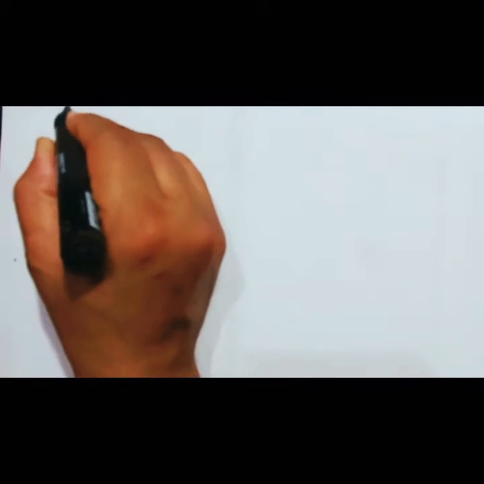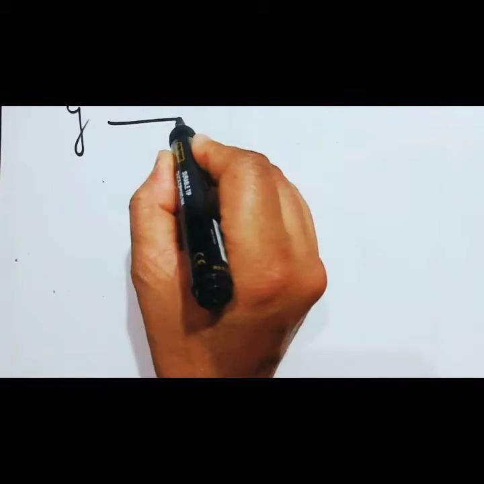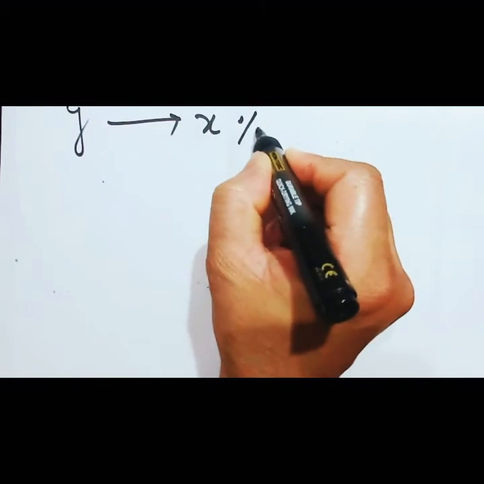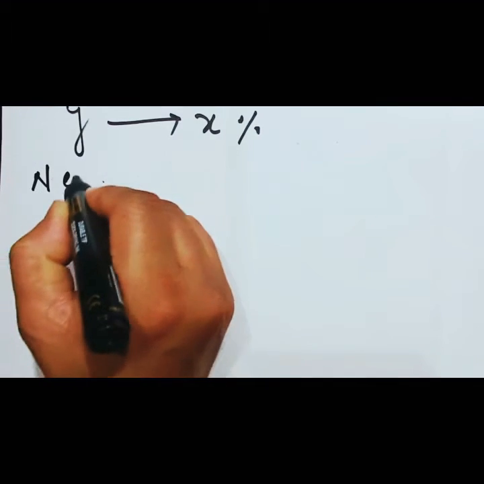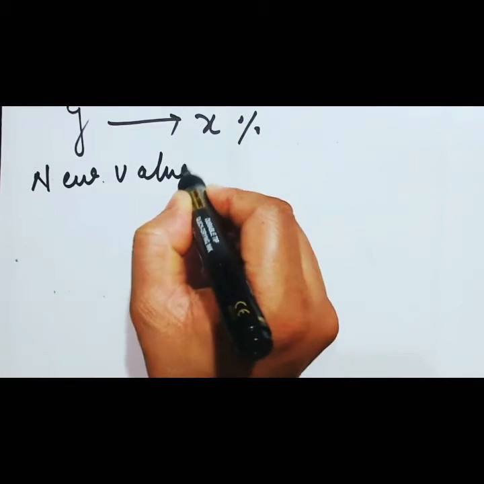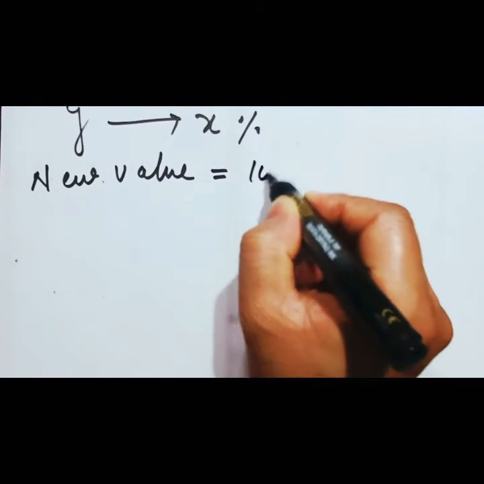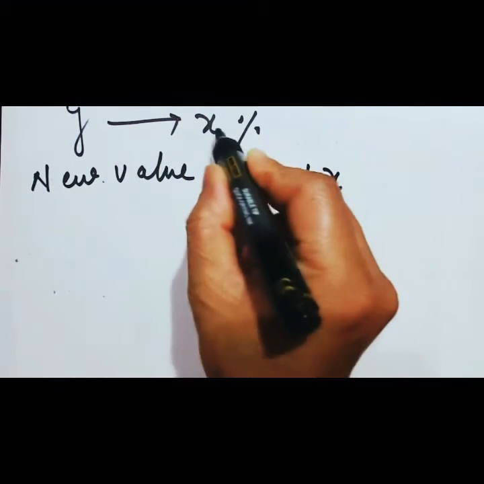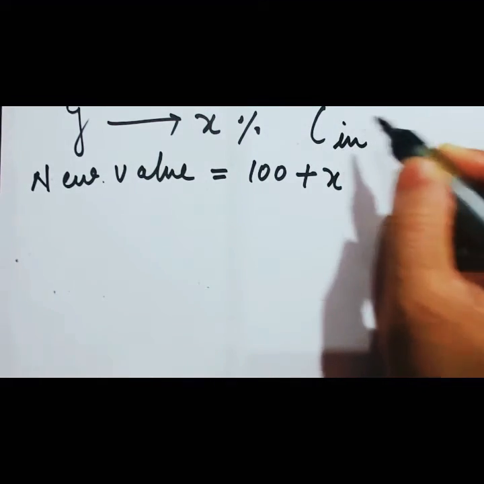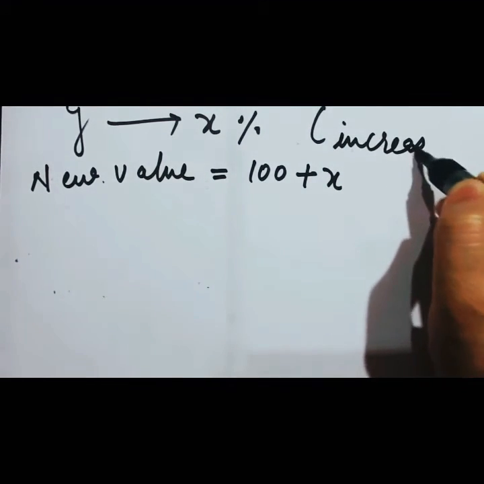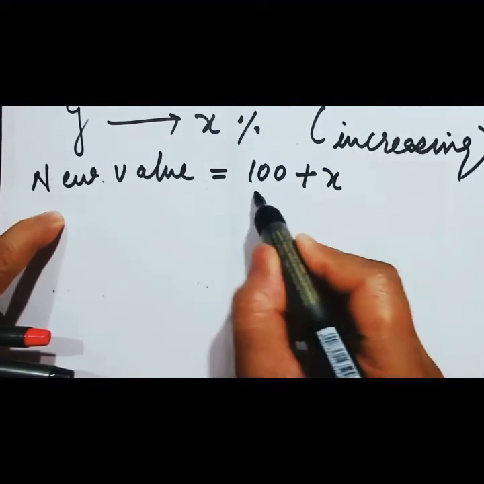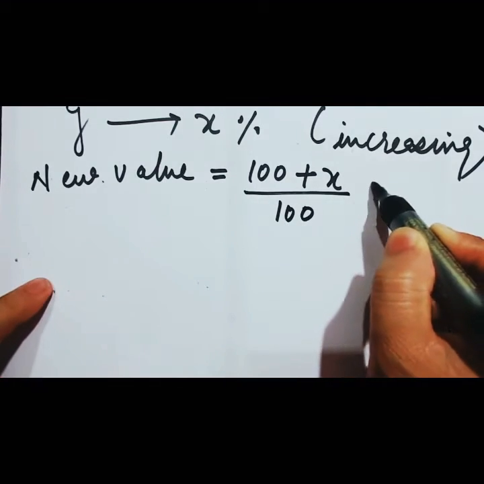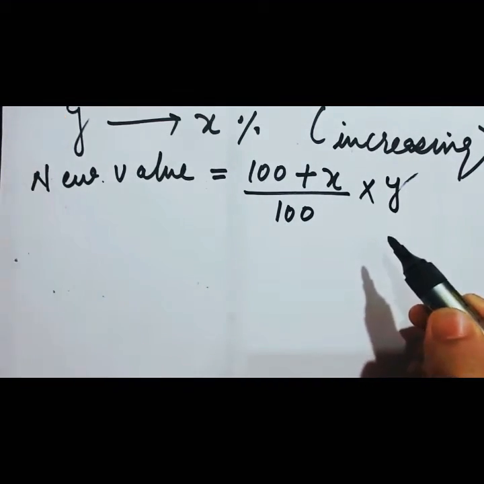In the previous video, we studied that if a value y is increased by x percent, then the new value becomes 100 plus x divided by 100 into your original value. Here we are increasing the value. Clear?